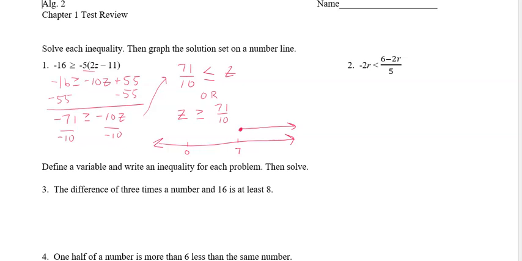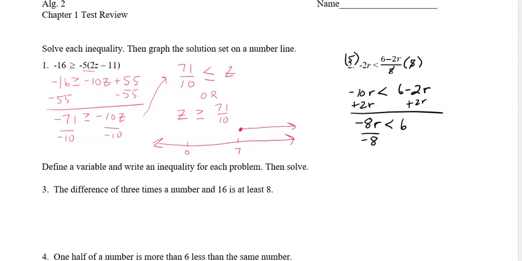For number 2, I'm going to get rid of this denominator of 5 by multiplying by 5 on both sides. And that will cancel these, and it just leaves 6 minus 2r on the right side, and it gives me negative 10r on the left. I'm going to add 2r to both sides. So negative 8r is less than 6.